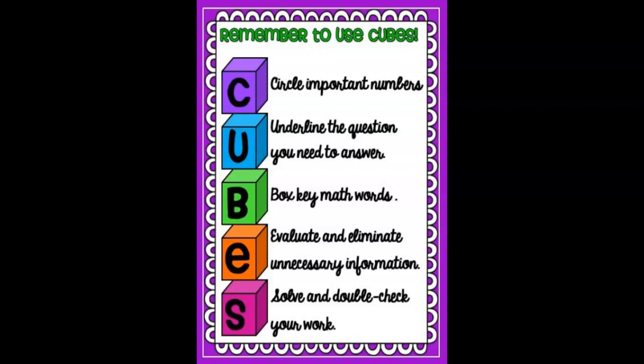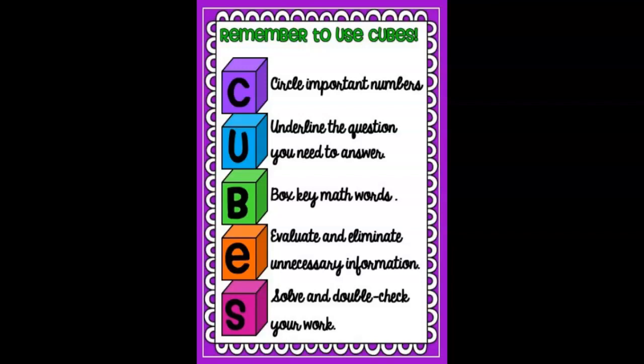C is for circling important numbers. In your math book, it will tell you to underline important things. It really doesn't matter whether you're circling or underlining as long as you know what important is. I personally like to circle the important numbers so I pay attention to them. And then you need to underline the question, something that you need to answer. What are we looking to find out?